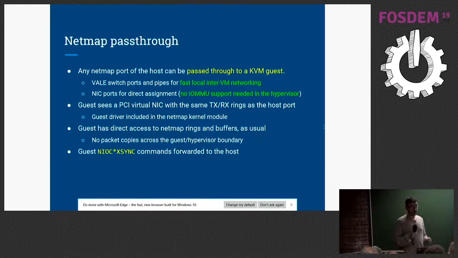If you pass through a port of a VALE switch, of the software switch, this is very interesting to implement very fast local inter-VM networking. So think of two VMs on your machine that are able to exchange up to 20 million packets per second at minimum packet size. That's pretty impressive if you want to implement some sort of fast packet processing application in your machine.